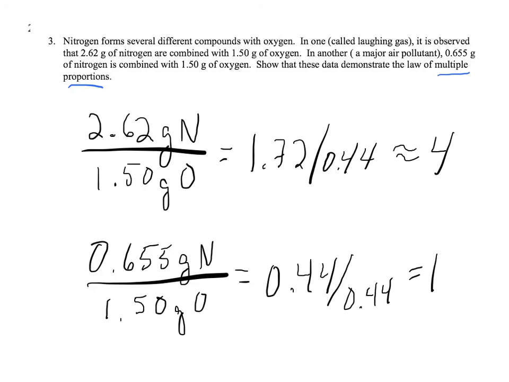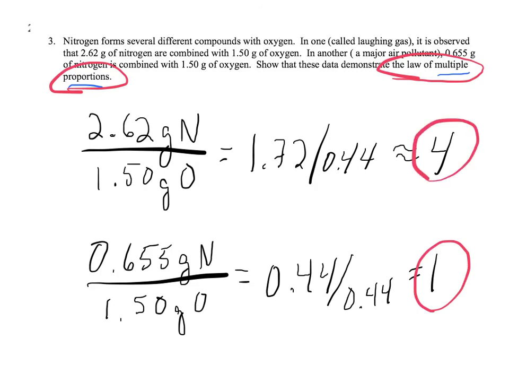The law of multiple proportions states that elements can come together in different fixed number ratios. So the ratio of nitrogen to oxygen, in this case we'll call it a 1-to-1 ratio, and here it's a 4-to-1 ratio. That's by mass. So that's all the work that you need to do to solve for that problem.